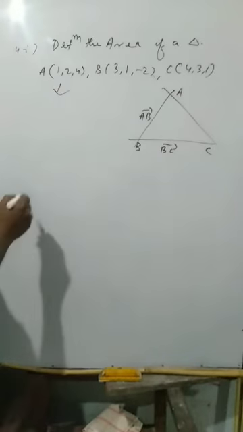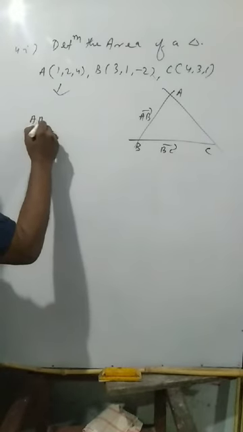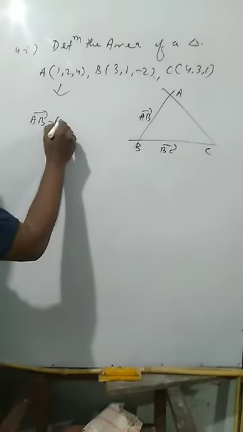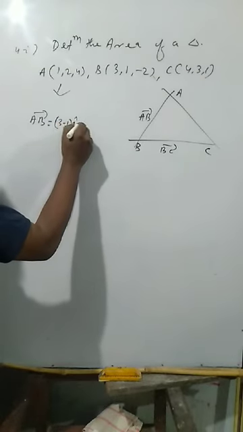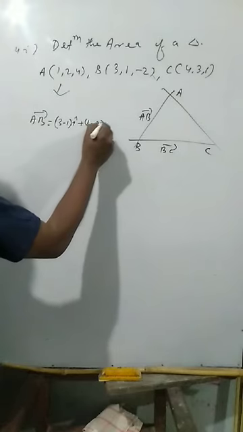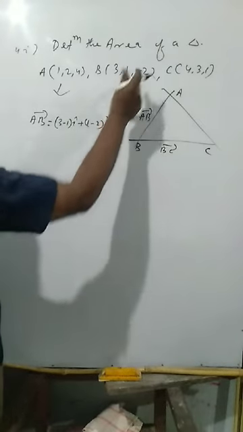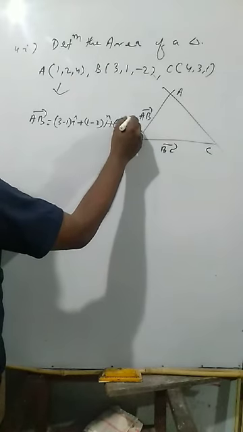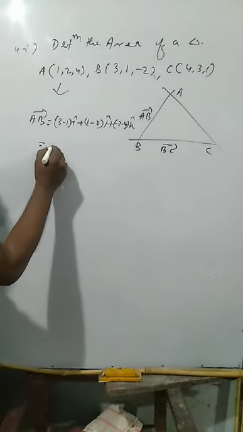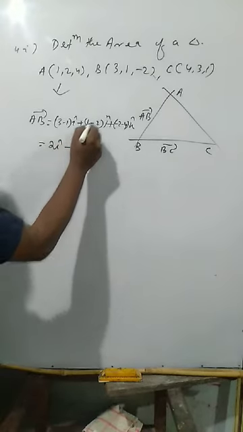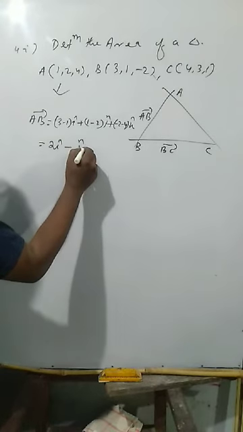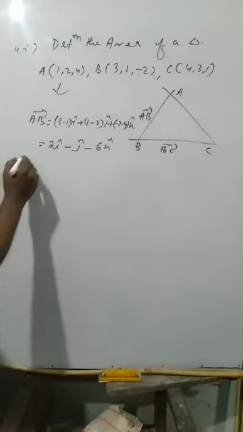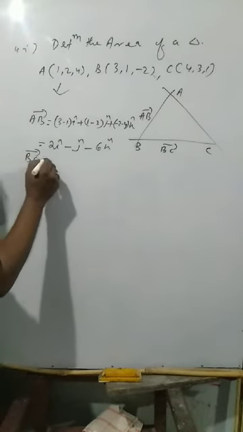These are the given points. So AB vector equals B minus A: 3 minus 1 I cap, plus 1 minus 2 J cap, plus minus 2 minus 4 K cap. This gives 2 I cap, minus 1 J cap, minus 6 K cap. This is the AB vector.